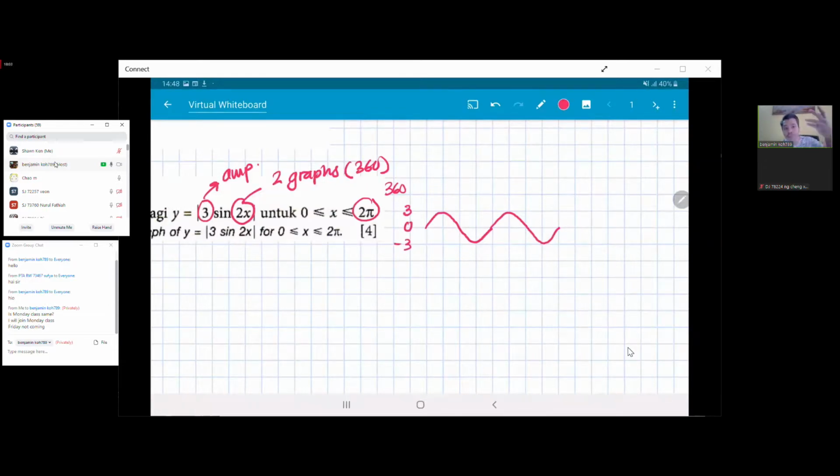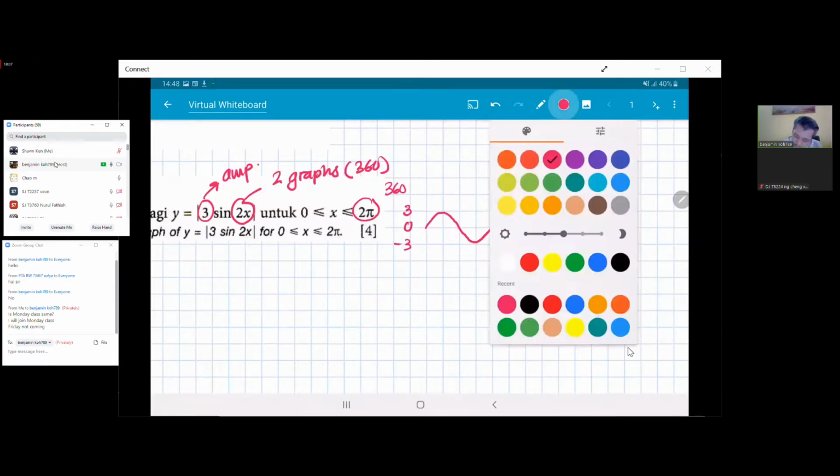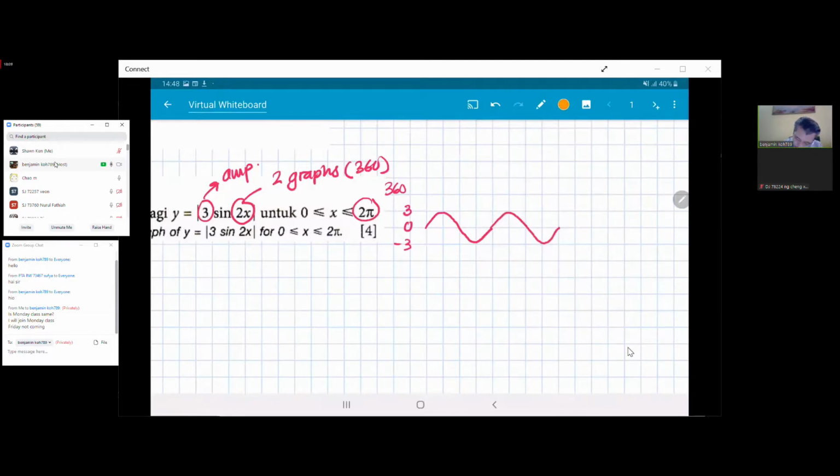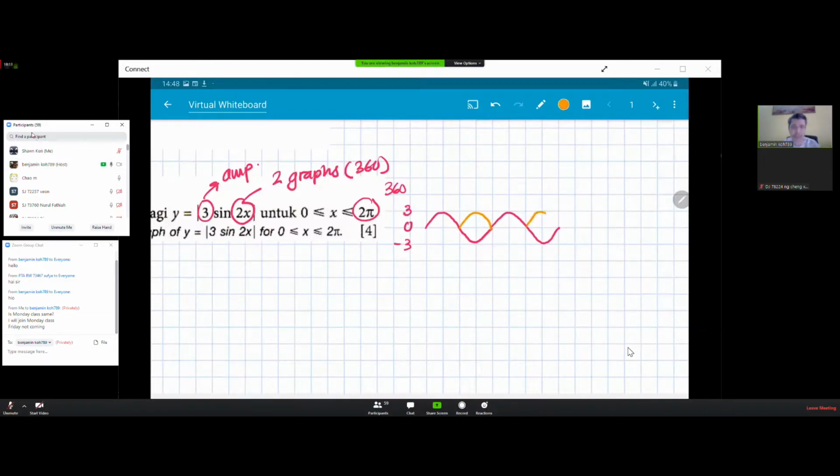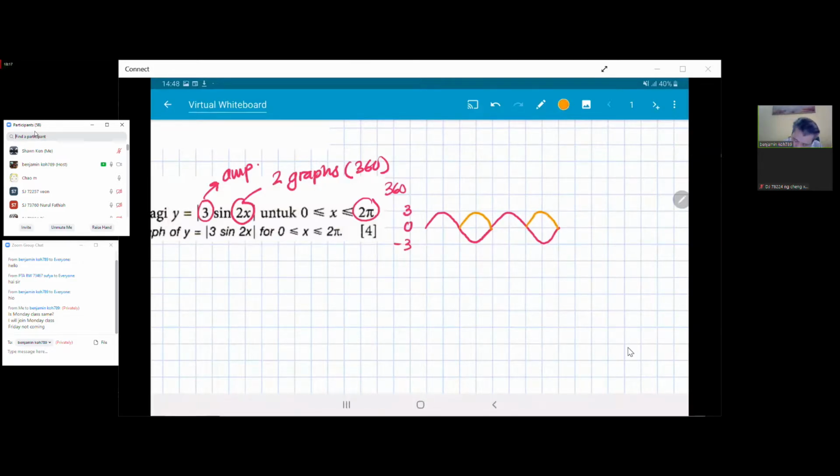Now, modulus bermaksud semua yang di bawah dibawa ke atas. You bring it up. After you bring it up, whatever is at the bottom, you have to remove. So that means, secara kasar, your graph will then look like this.